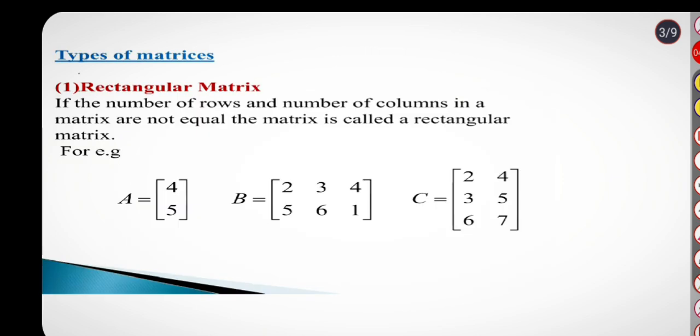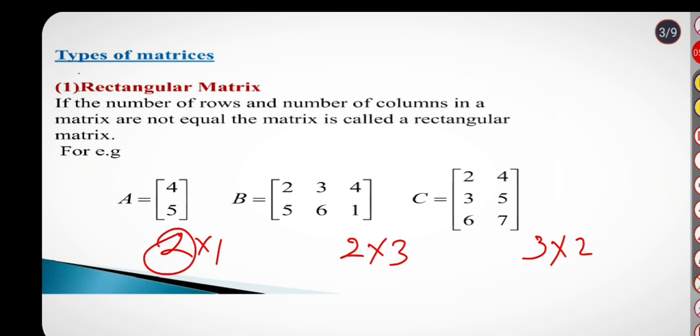This is a 2 cross 1 matrix. The order is not the same. There is a 2 cross 3 matrix. This is a 3 cross 2 matrix. In both examples the order is not the same, because the number of rows and the number of columns are not the same. 2 is the row, 1 is the column. Both are not the same.